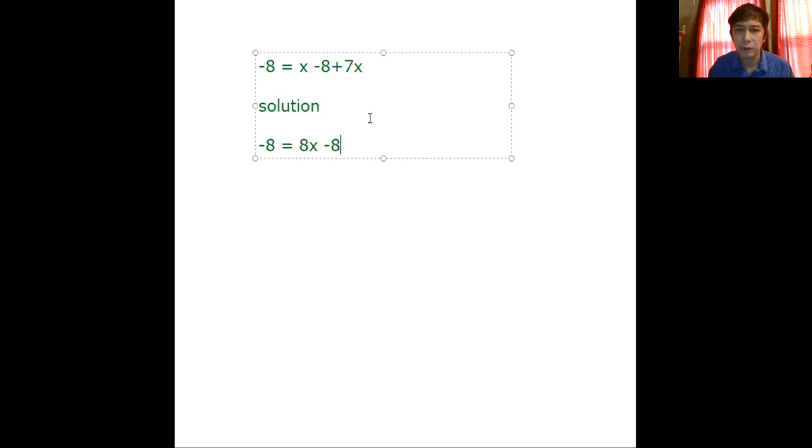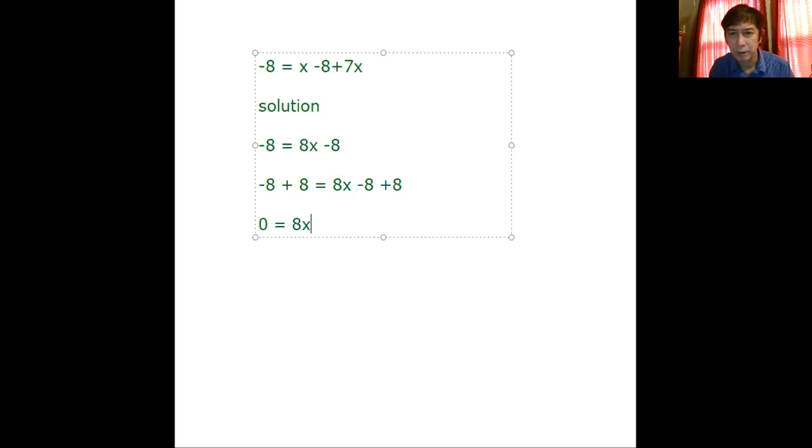So we add 8 to both sides. So we have negative 8, we add 8. And that's equal to 8x. Then we still have the minus 8 there. Now we're going to add 8 also. And that will zero out the left side. And the right side will now only have 8x, because the negative 8 plus 8 will also zero out.